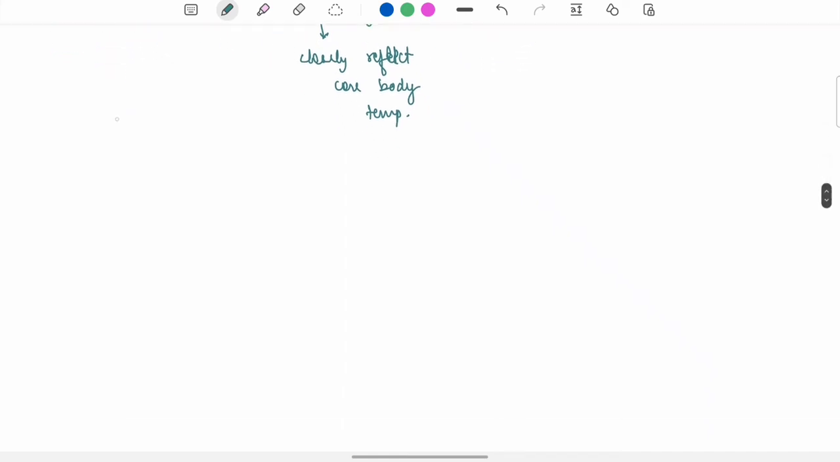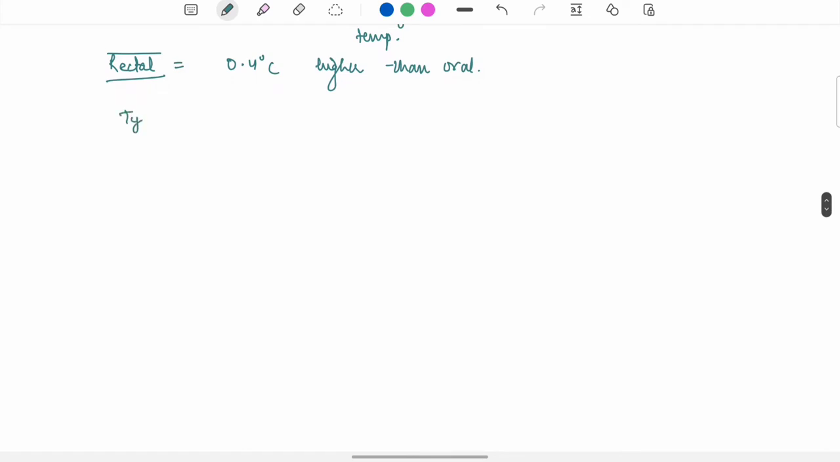And next, what about rectal temperature? Rectal temperatures are 0.4 degrees Celsius higher than oral. Then tympanic thermometers: they are not useful and are not used now. They are not so sensitive and do not reflect the core body temperature.